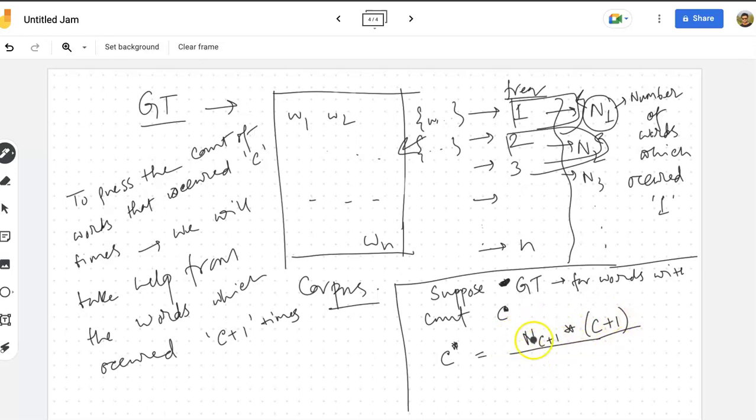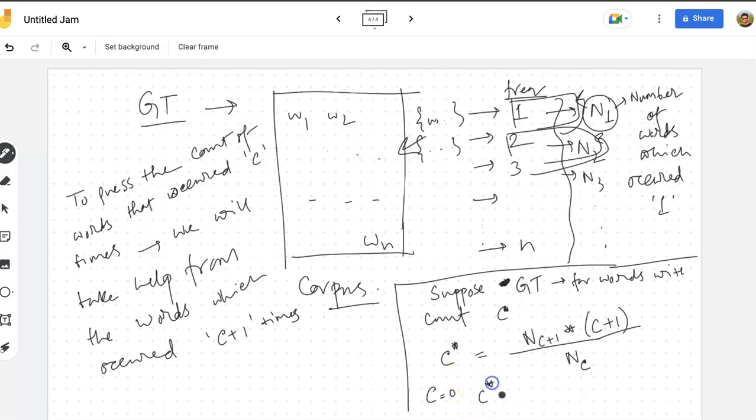Now we divide this count by N(C), the number of words which occurred C times. This is the effective count of C after the GT estimate. This is the formula. Now suppose we want to guess the GT estimate for C equal to 0, basically the words that have not been seen previously in the corpus. How will you guess that?